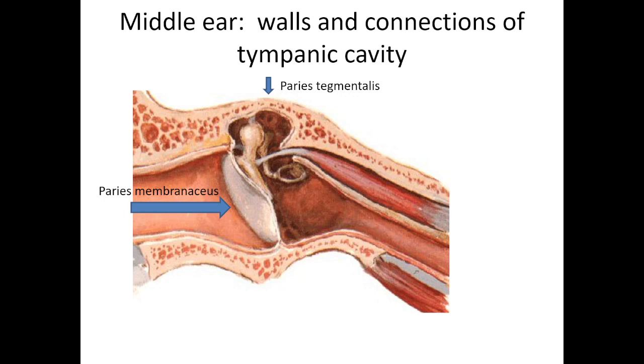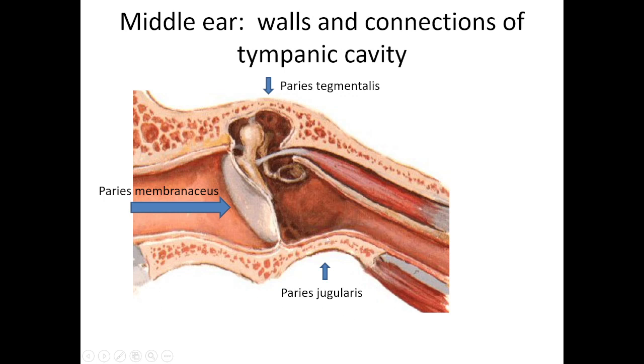Do you remember in temporal bone there is tegmen tympani, this structure, which now is designated with arrow. So paries tegmentalis, superior wall. And this is inferior wall. And it is called paries jugularis.